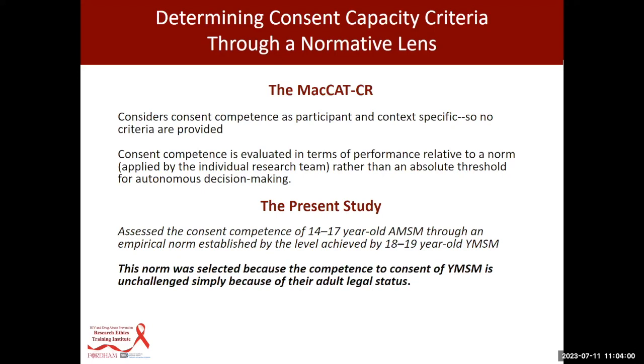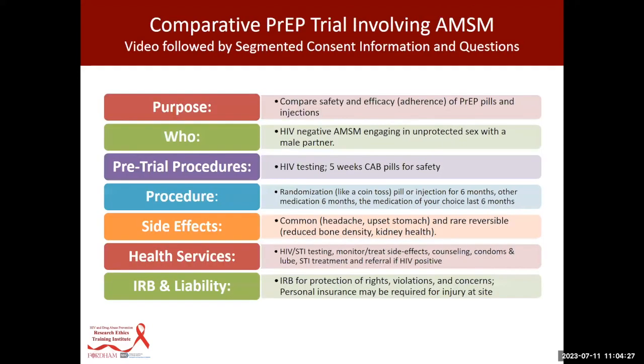In this present study, we assessed the competence of 14 to 17-year-olds to consent, and we decided that the empirical norm established would be 18 and 19-year-olds who are considered adults under any law. So if you're going to not let a 17-year-old consent, but let an 18-year-old consent, you have to figure out why. This is why the norm was selected. Okay, this was a very complicated study.